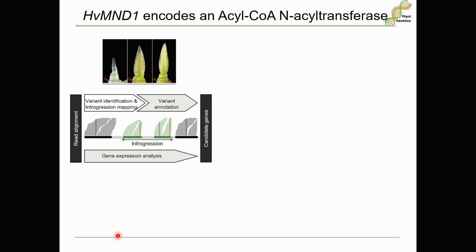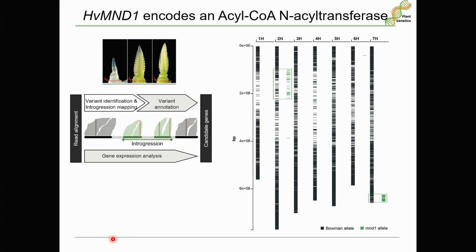And then in our case, we were working with the Bowman introgression lines. So we map the introgressions, we look for the candidate mutations, but we also look at gene expression. For example, if there's a gene that is heavily downregulated, this might imply that this gene is deleted in the mutant. Good. So we did this for MND1, and we found two major introgressions, one on chromosome 2 and one on chromosome 7. So these green lines are the alleles for MND1.